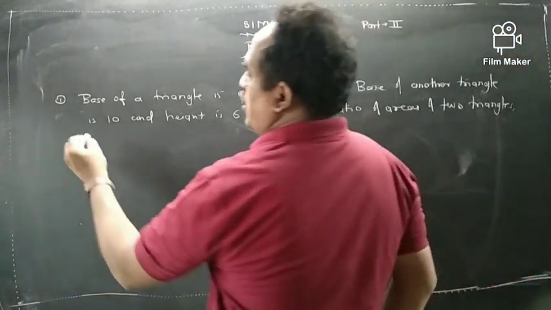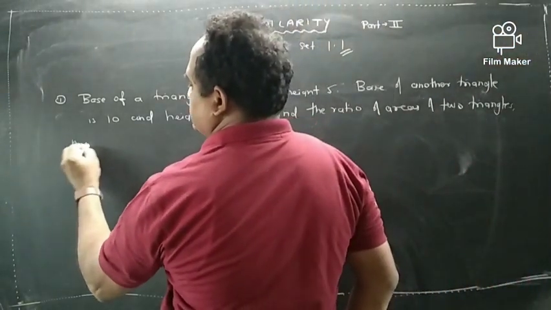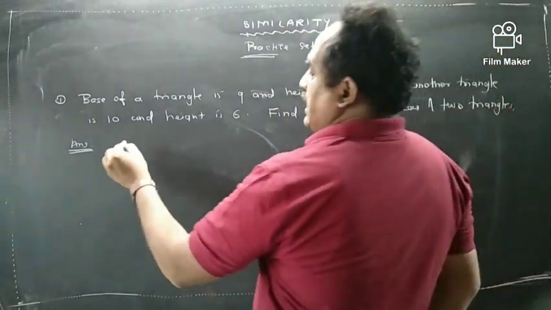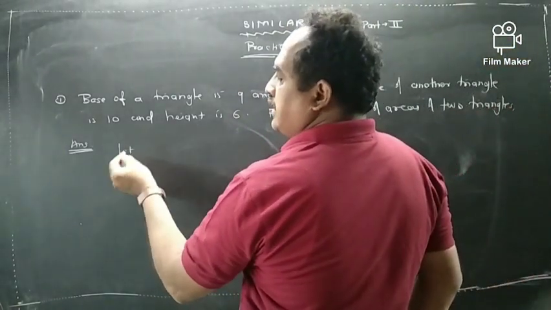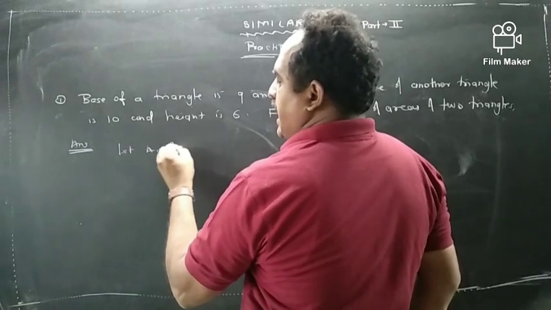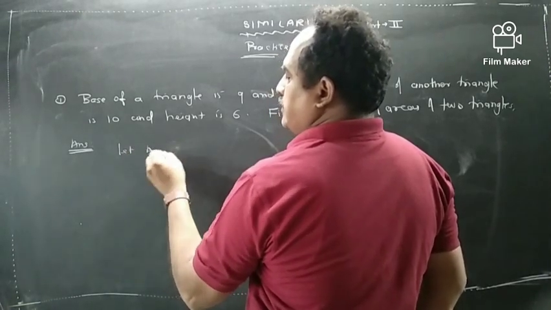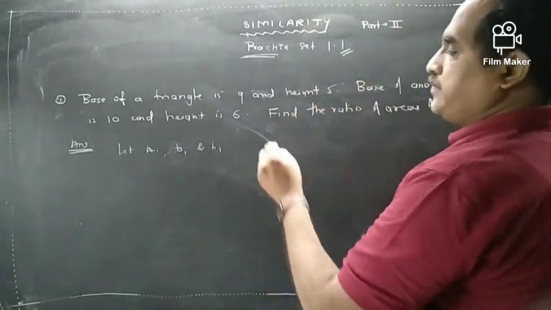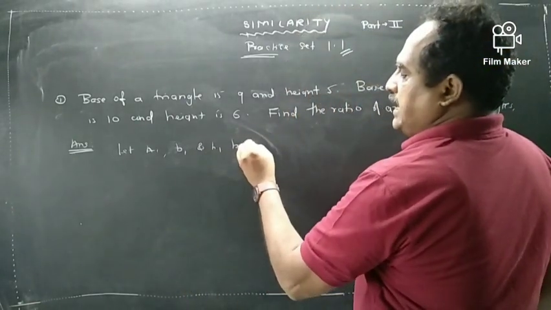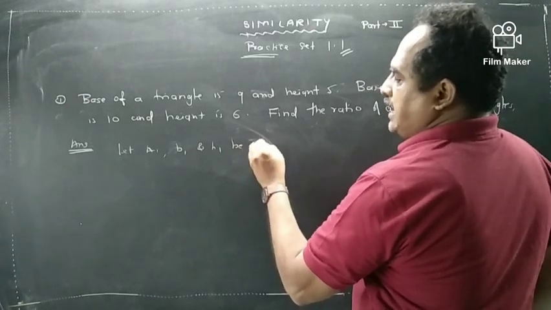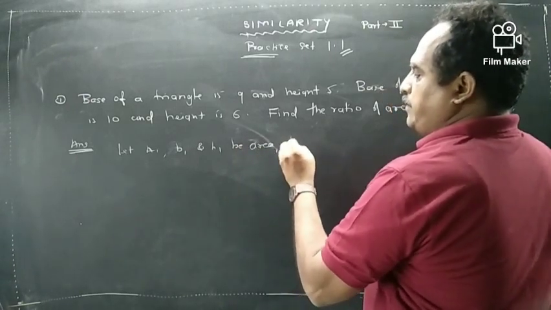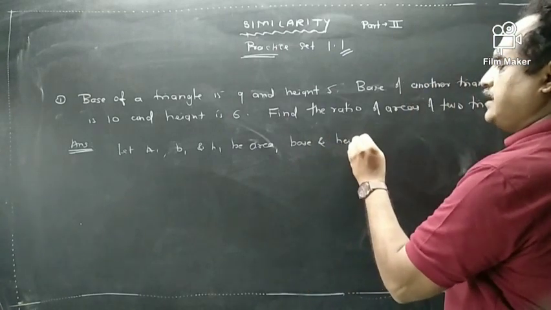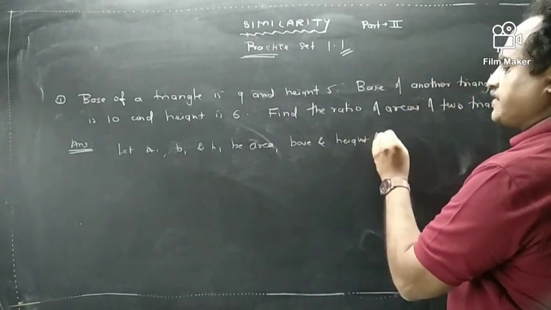In this case, what you are going to write is the answer. Let A1, B1 and H1 be the area, base and height of the first triangle.